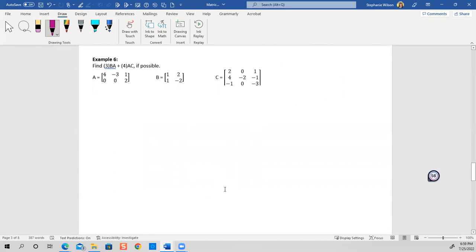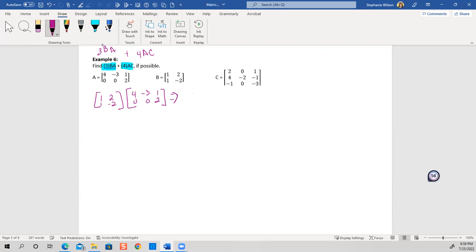Okay, our next one says, all right, we have 3 times BA plus 4 times AC. So what we're going to have to do is find BA and find AC. And then when we do that, we'll say 3 times that and 4 times that, then we can add them together. So first thing, I noticed B is [1, 2; 1, -2], and A is [4, 0, -3; 0, 1, 2]. So I'm going to have a row times a column, right? So we got to find it.